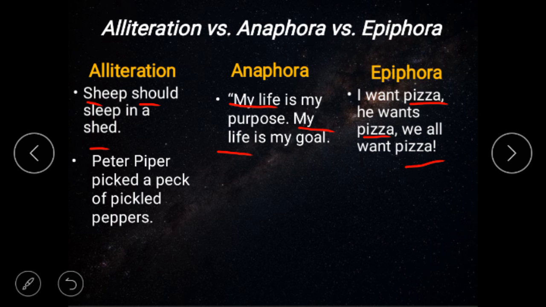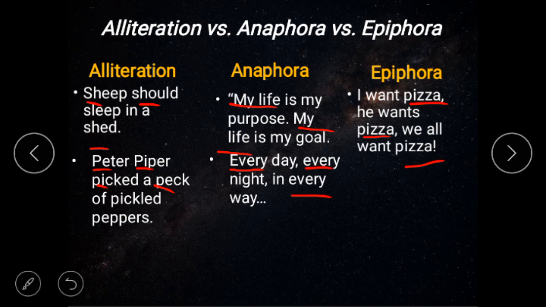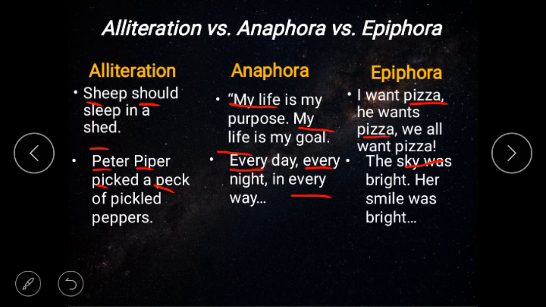Let's see another example. "Peter Piper picked a peck of pickled peppers." The sound p, p, p is being repeated. The next one is "every day, every night, in every way." Here there are no sounds, there are words which are being repeated: every, and they are in the beginning of each clause. After the comma, let's say after "in", but still it's in the beginning, not at the end. So it makes it an example of anaphora.